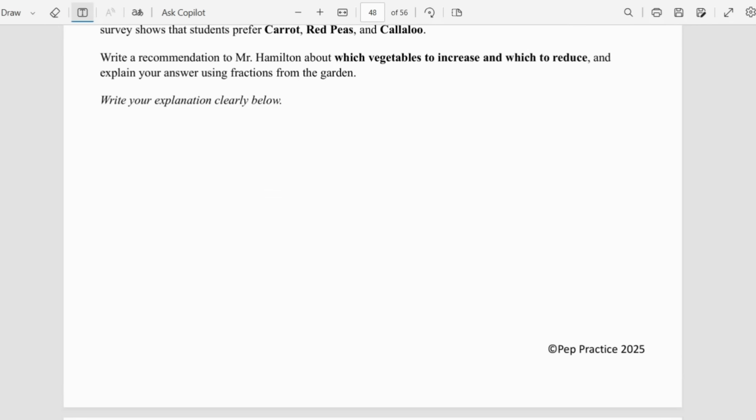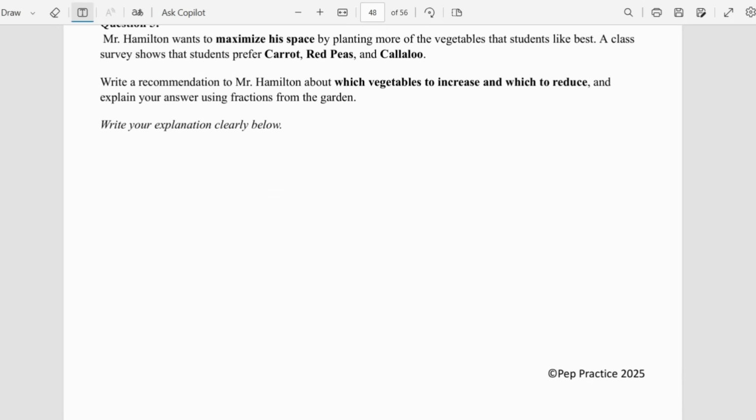So basically, you could have any particular explanation that you want, as long as it is recommending to increase the size of carrot, red peas, and callaloo, right? And then clearly you're going to have to show your fractions to match up what you already have, right? So based on the survey, the preferred vegetables again are carrot, red peas, and callaloo. Currently, the carrot is 4 over 20, which is 1/5.